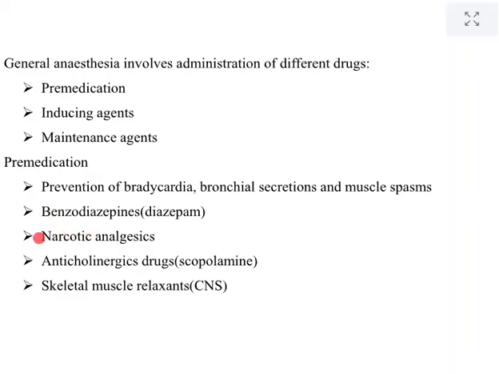You can also give anticholinergic drugs, to minimize these secretions. And then, of course, we have said you can also give a skeletal muscle relaxant. So you do give a mixture of several drugs, because no one drug can have all the necessary properties that you require. So normally you give a mixture of quite a number of drugs to get what you want.